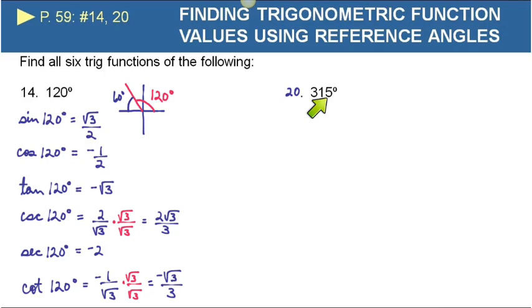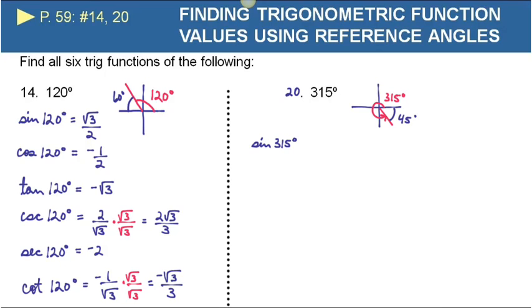Okay, now 315, I know we just did one of the functions for it just a minute ago. If you draw it, it's in the fourth quadrant, reference angle 45. So sine of 315 is the same as sine of 45, except the sign is different. The sign is negative. Square root of 2 over 2.